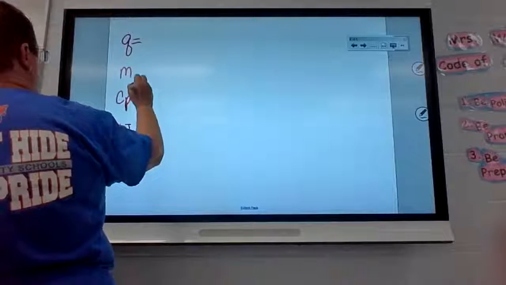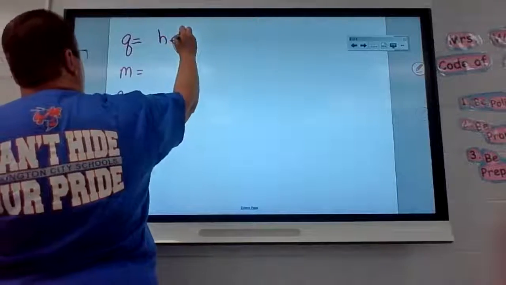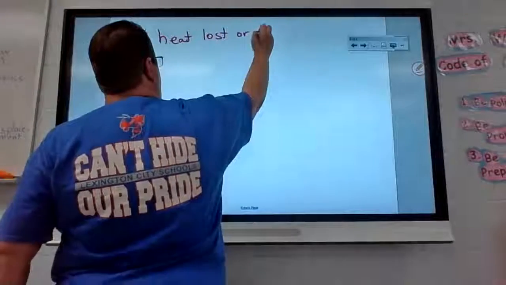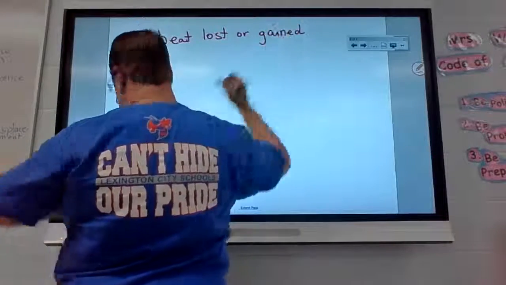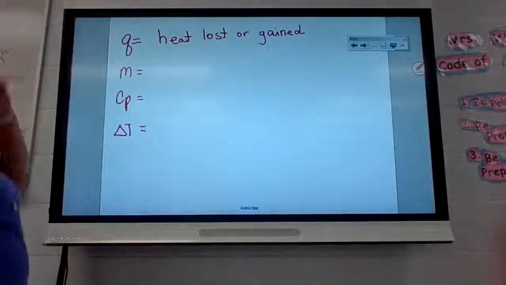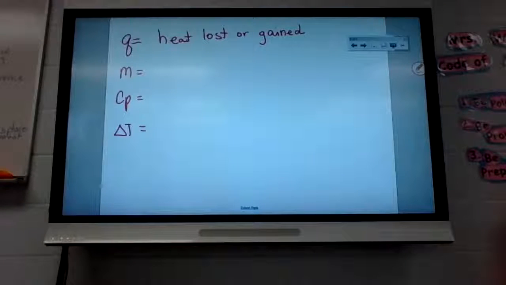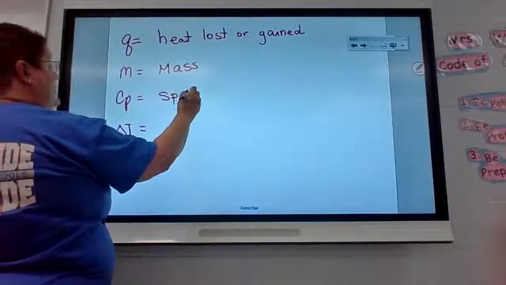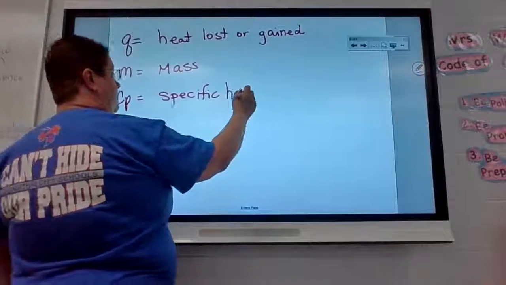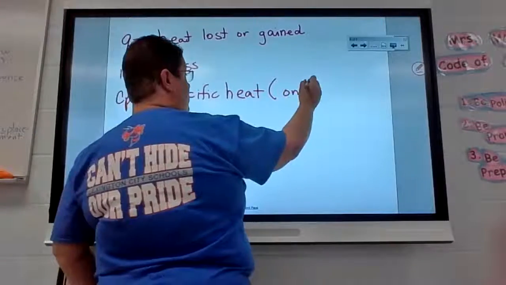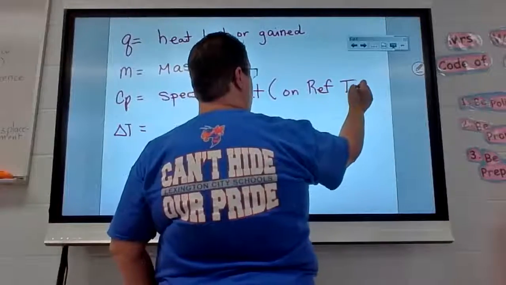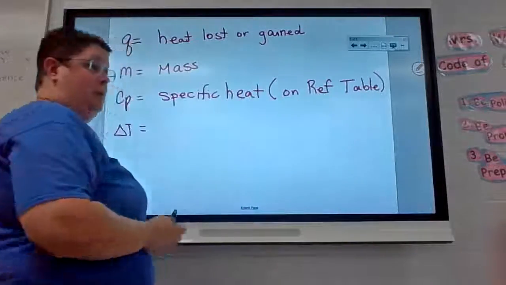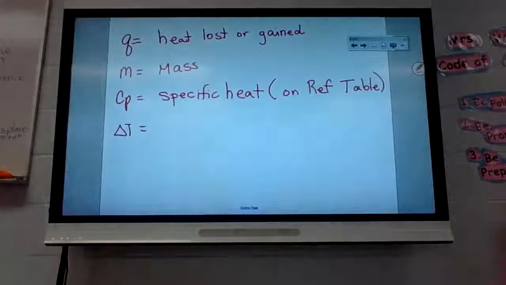All right, so what do these things stand for? Q stands for heat lost or gained. M stands for what? It's pretty universal in all formulas. That's mass. CP stands for specific heat, and this is on your reference table. So if you don't have it given in the word problem and you need it, you can find it on the reference table.